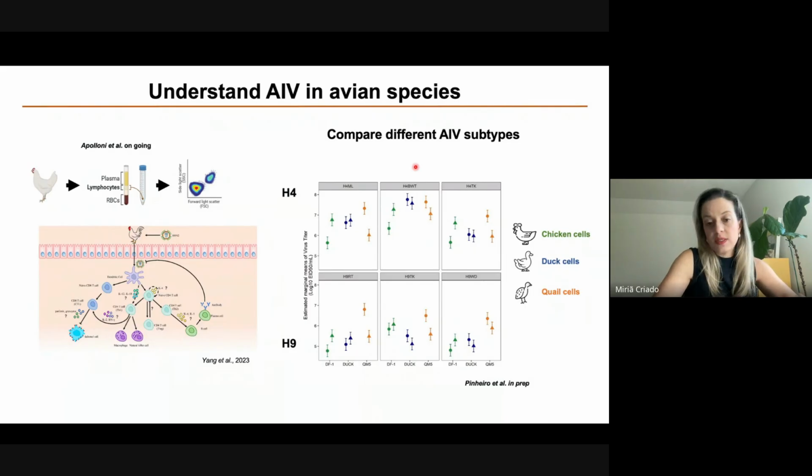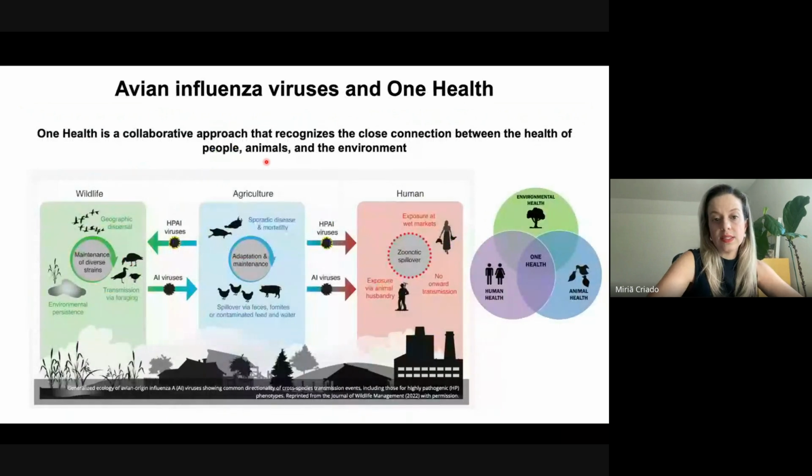Then there is a lot of work still going on, so stay tuned and we will show you more. The main restriction for working with avian species is the availability of some tools and reagents for avian, but we have been working hard and finding possibilities for how we can still explore all of these mechanisms to understand how influenza can play a role, evolve, and imply in this control and disease.